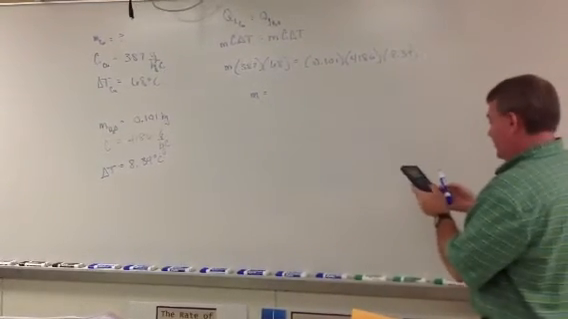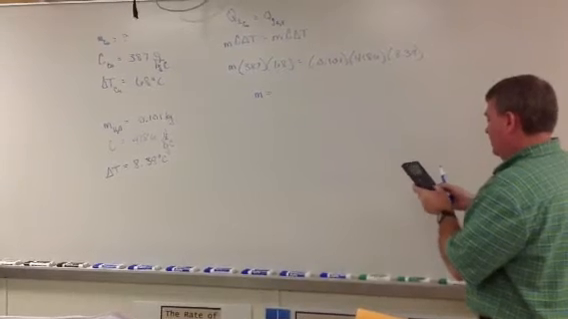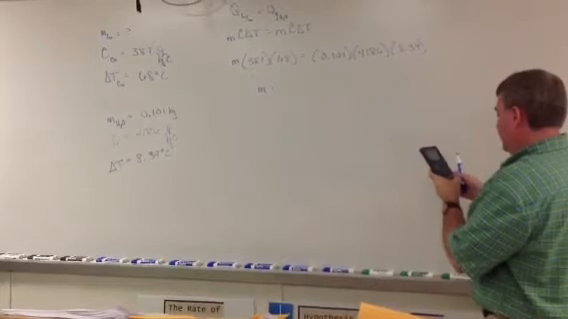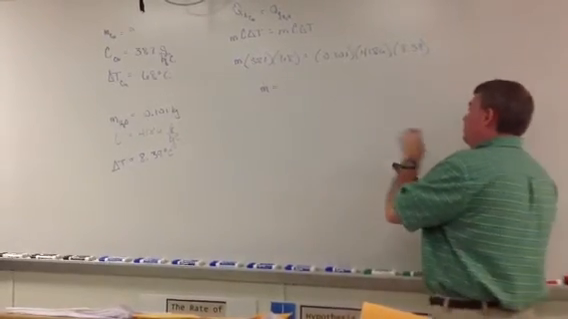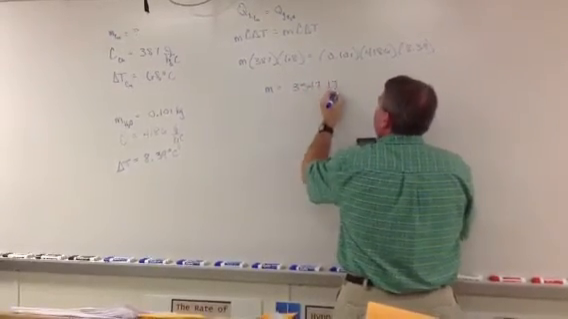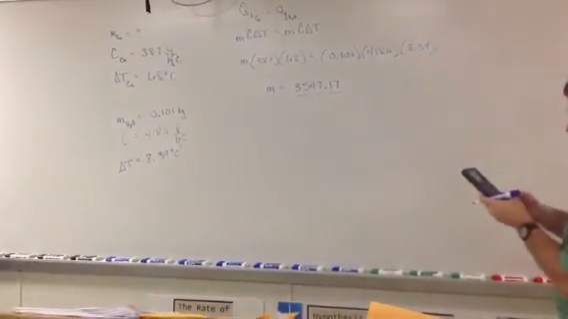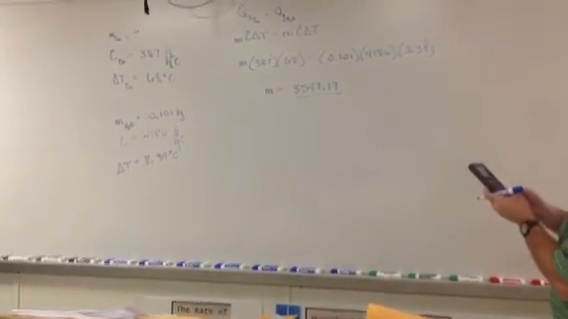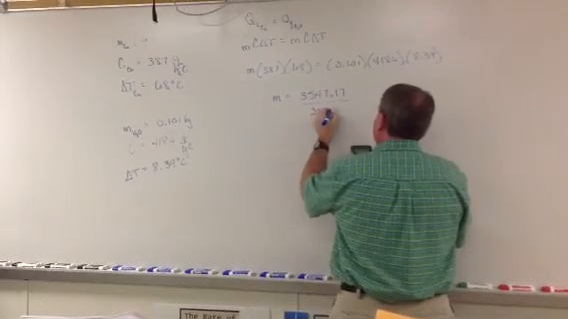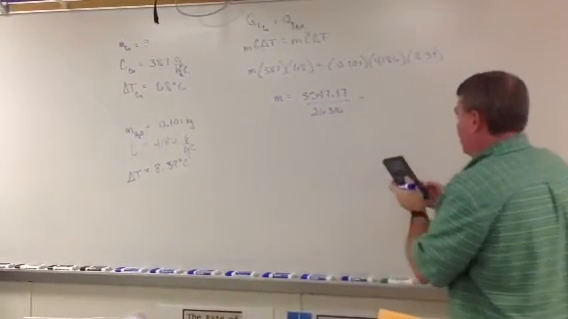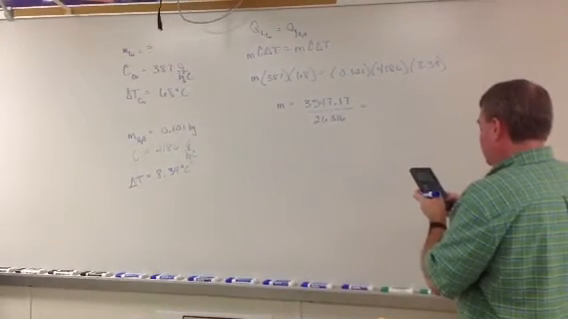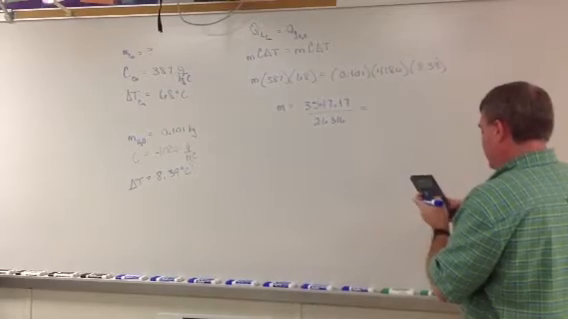On the right, we have 0.101 times 4186 times 8.39. That gives us 3547.17. We divide that by 387 times 68. That gives us 26,316. So that's 3547.17 divided by 26,316.